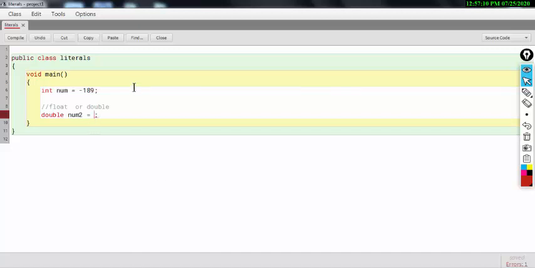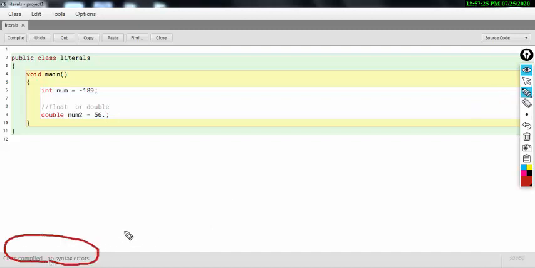So let us say we have got some number here, 56 point. The rule is that you should have at least one digit after the decimal point. But if I compile this, it will still compile, because Java has helped us by providing a 0. If it sees that there is no digit after that decimal point, it will add a 0 for us, and it will make the number valid.